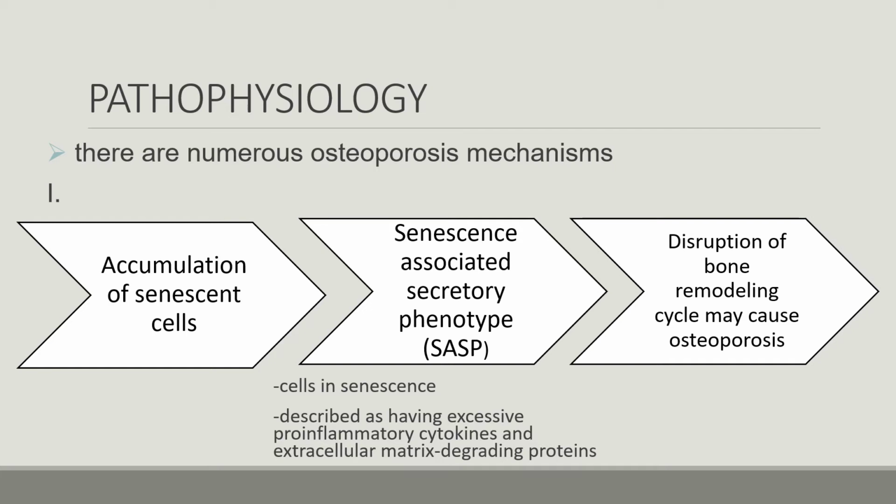Part of the pathophysiology is the mechanisms of osteoporosis. There were a lot, but I'll give only 2 examples. Here we have the accumulation of senescent cells, which have a pathological role in age-related diseases. This can also affect tumor suppression and wound healing. This accumulation can lead to a senescence-associated secretory phenotype, or SASP. This is a state where cells entering senescence are characterized by excessive production of pro-inflammatory cytokines, chemokines, and extracellular matrix-secreting proteins. This can lead to the disruption of the bone remodeling cycle, which again causes osteoporosis.